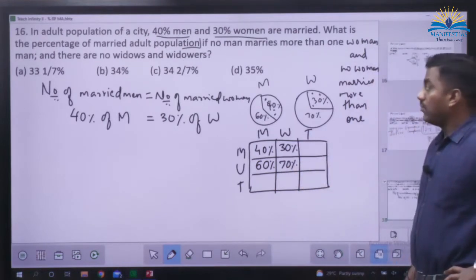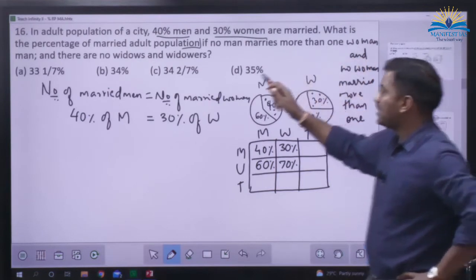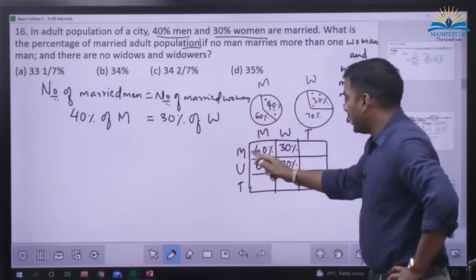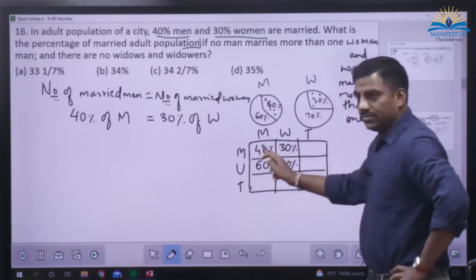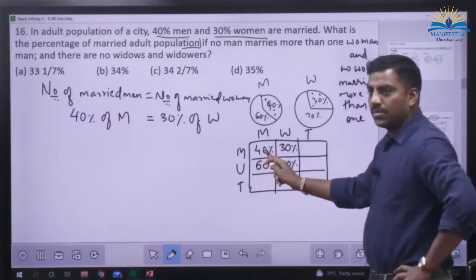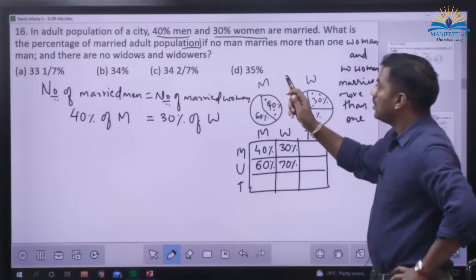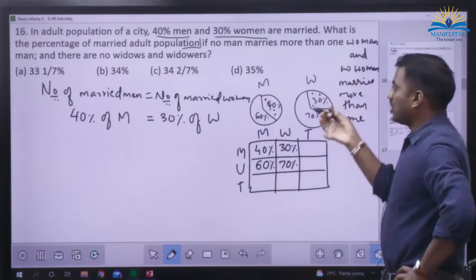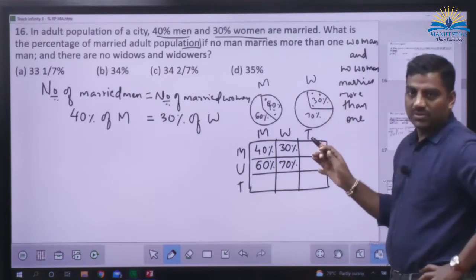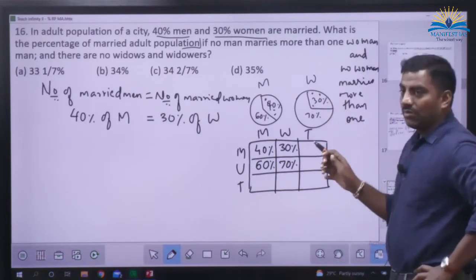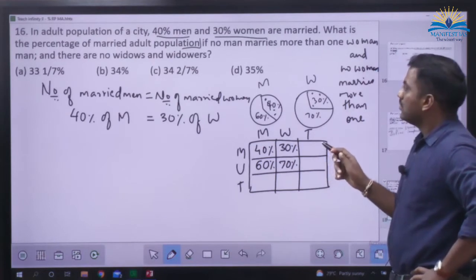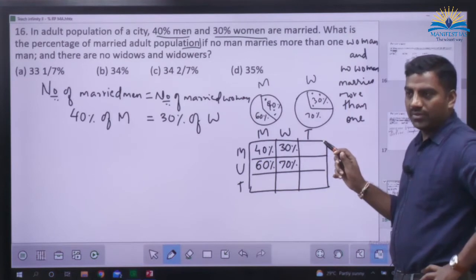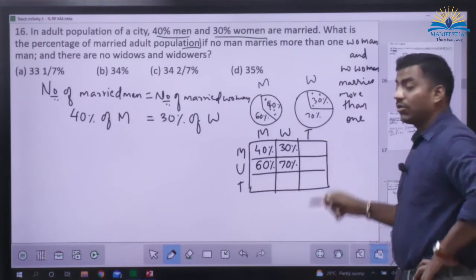Now they are asking what? What is the percentage of married adult population? Married adult population among totally married adult population. That's it. They are asking total married population in the entire population. Getting my point? Yes. How do we calculate?